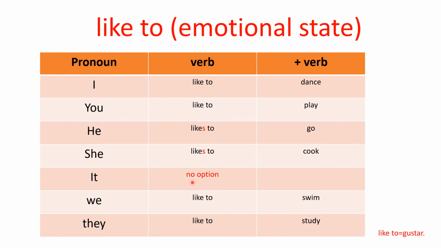Y a los objetos no les gusta. Or for the weather, for example. So there's no option for it likes. Or maybe you can use this for an animal, pero lo veremos en another lesson, okay? By now, por ahora no. Let's focus on these ones. We like to swim. They like to study. Do you see? Now let's continue with the next chart.